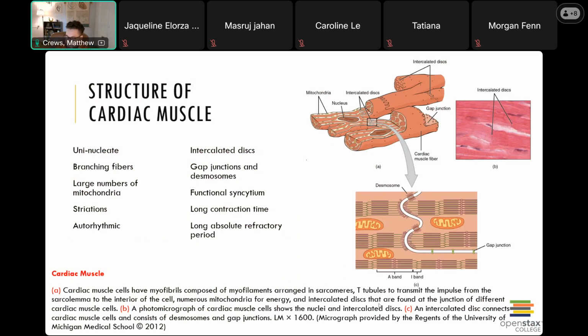The intercalated disc connects the cardiac muscles and consists of desmosomes and gap junctions. That's a good point. Gap junctions are just a type of junction between cells. Think of it like Static Shock, the superhero, where he touches stuff and the electricity jumps from one to the next and it gets there faster. That's kind of what's going on in gap junctions. That was a really basic way to explain that.